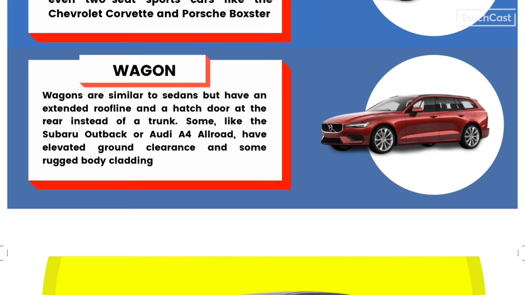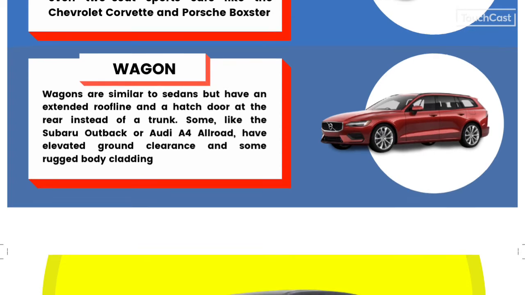Number 8, wagon. Wagons are similar to sedans but have an extended roofline and a hatch door at the rear instead of a trunk. Some, like the Subaru Outback or Audi A4 Allroad, have elevated ground clearance and some rugged body cladding.